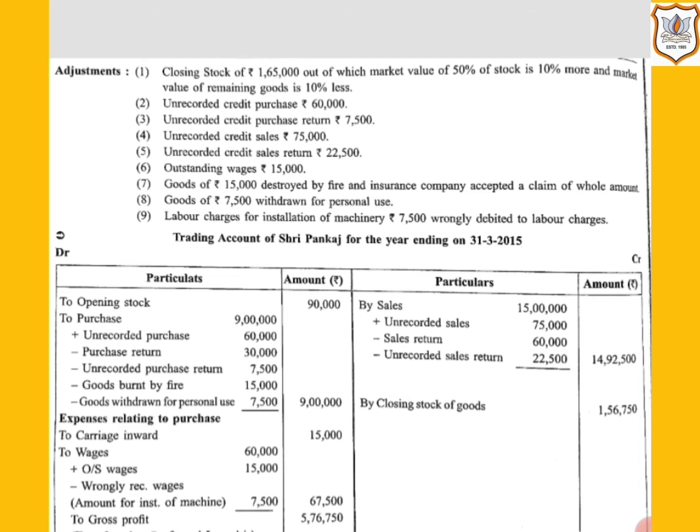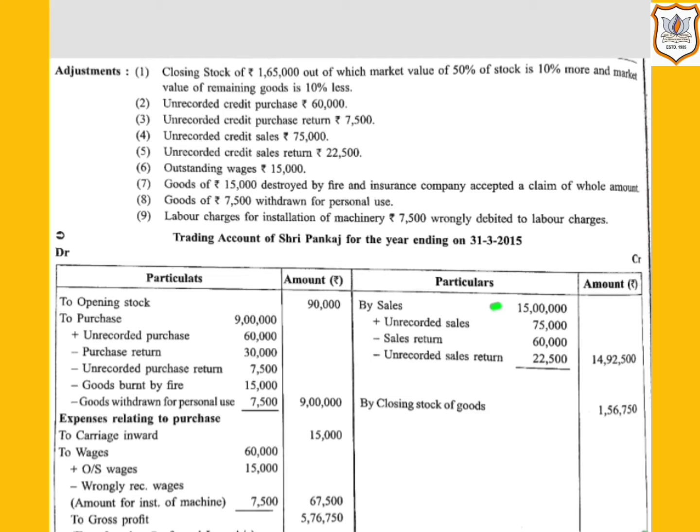Then next we have sales. Sales will be shown on the credit side of the trading account. Here it is, rupees 15 lakh. We will show it in the inner column, as again we have related adjustment. So we will show it in the inner column.